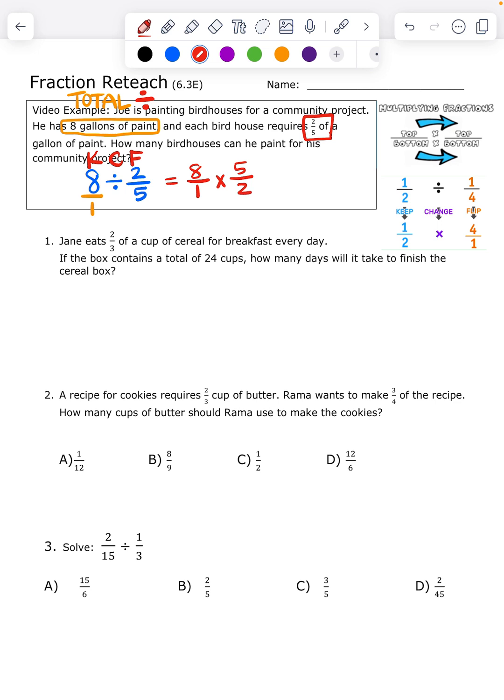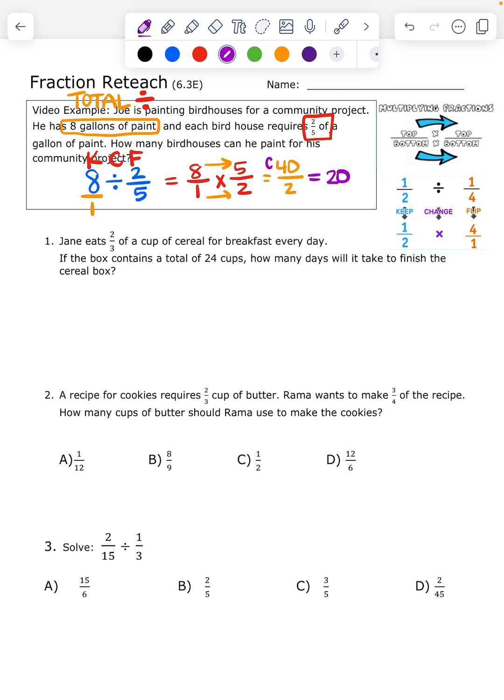And then my rule is now a multiplying rule. So I'm going to follow my top times top, bottom times bottom. So I'm going to draw my arrows. And I'm going to say 8 times 5 is 40. And 40 divided by 2, because 1 times 2 is 2. I know that I can't leave a large cowboy and a small horse. So I need to divide, and 40 divided by 2 is 20.